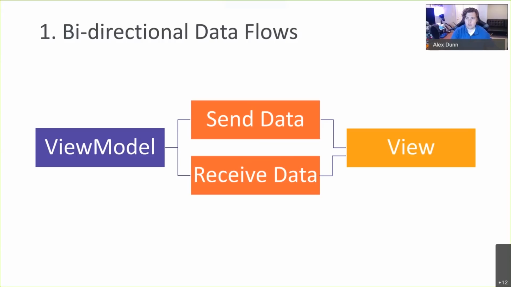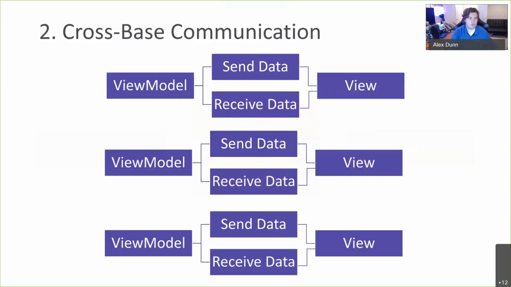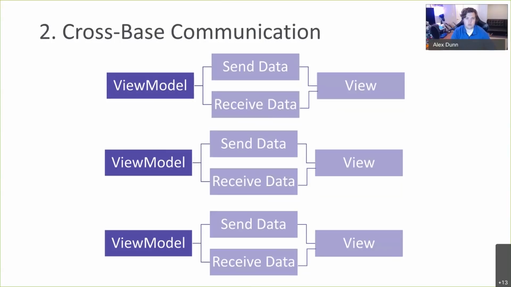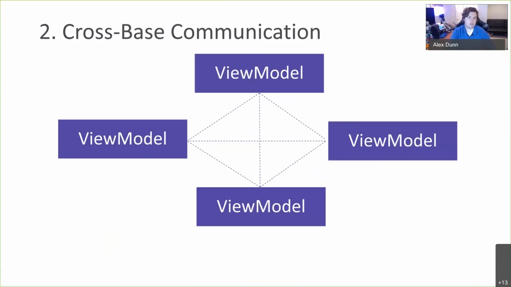Now, beyond the bidirectional issues, we also have what I call cross-view model communication. In an actual production app, or even just one with multiple pages, this is generally what your architecture is going to look like. You've got multiple view models that are tied to a view, and they send and receive data. But there are no rules that really dictate how these should be communicating with each other. So a lot of times what we see is a diagram that looks like this.